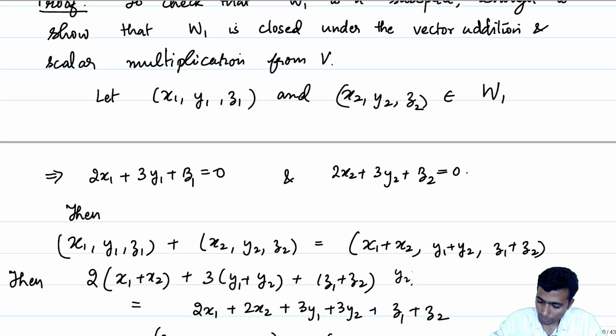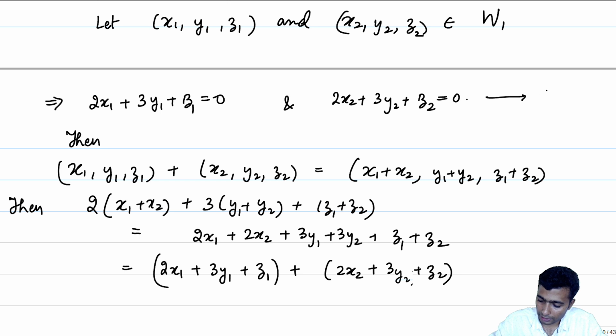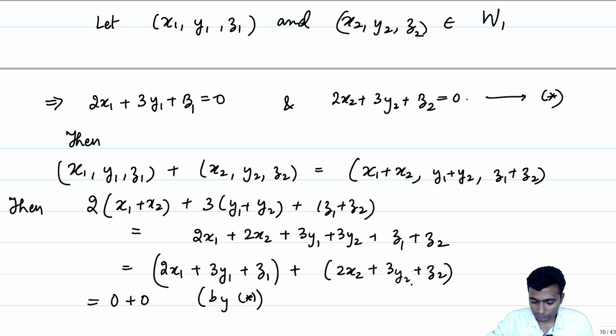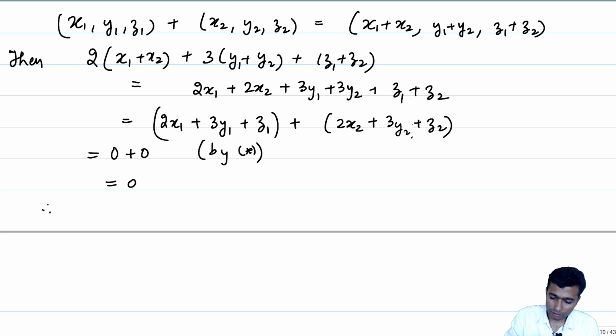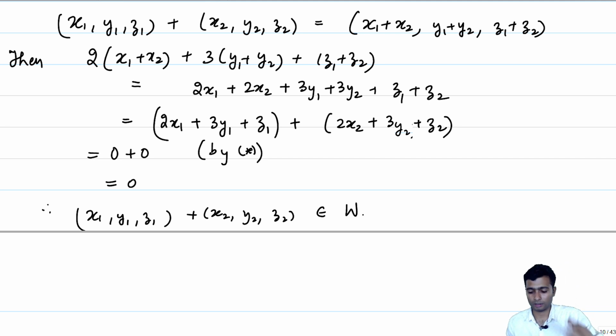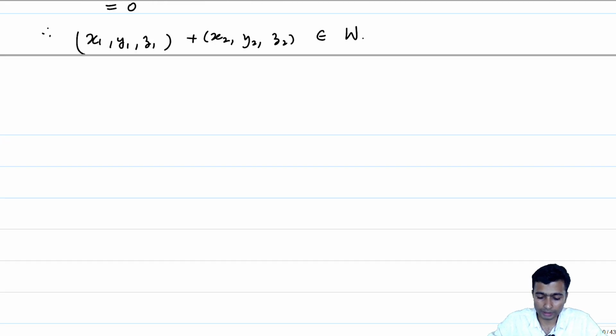Let us just go up. Notice that by whatever I am putting now as star, this is equal to 0 plus 0 by star, which is equal to 0, and therefore (x1, y1, z1) plus (x2, y2, z2) belongs to capital W by what we have just observed. So, yes, W is closed under the vector addition which is borrowed from R3.